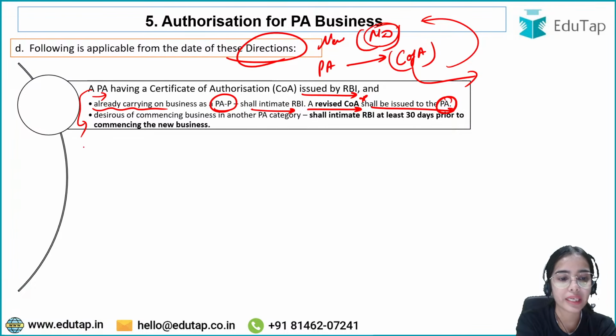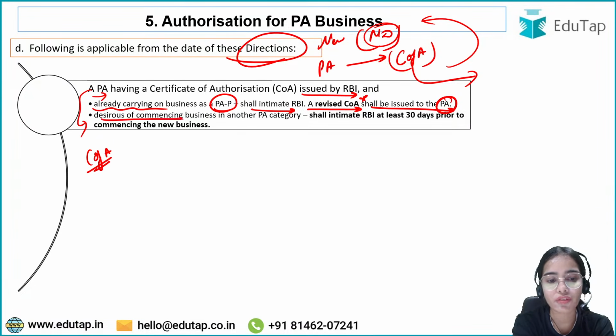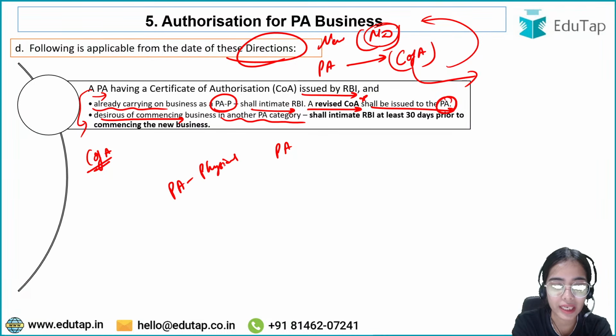A payment aggregator that has the certificate of authorization and is desirous of starting business in another PA category, in another payment aggregator category. So let's say you were working as a payment aggregator physical.